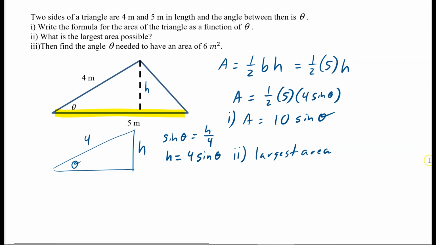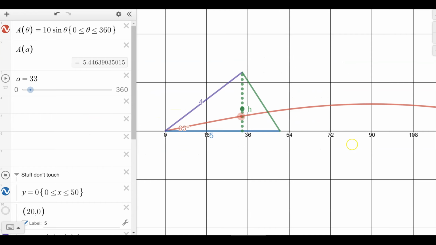So let's take a look at it. We have our sine function here. And remember, when this graphs, it's going to go up 10 and then down to -10. We use the amplitude. So let's look at Desmos and let's see how this works.